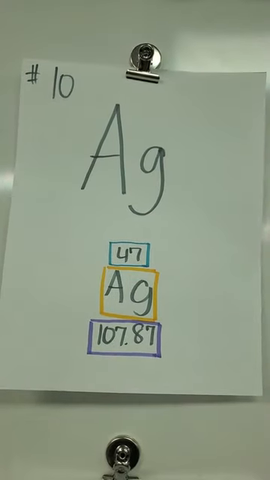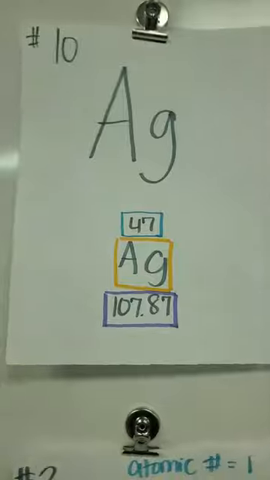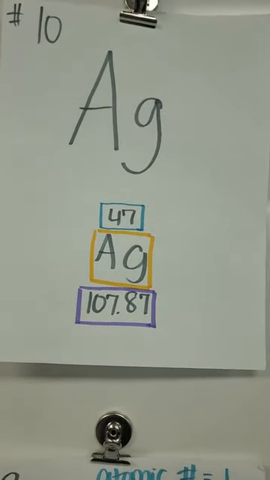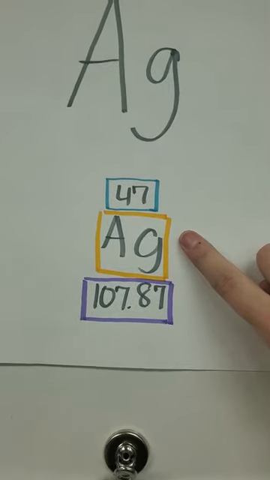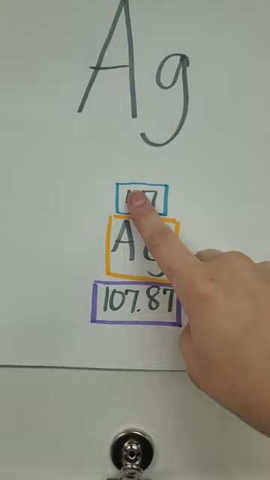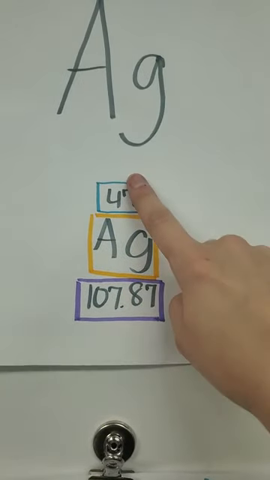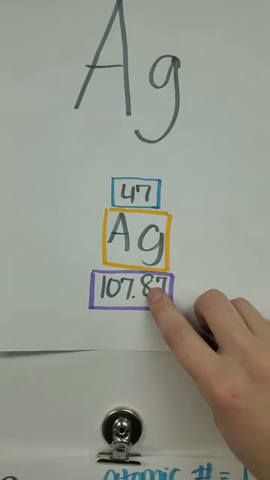Okay, so the first question we're going to start with is number 10. So we're looking at silver. So first thing you need to do is find silver on your periodic table. And it should look something like this. Okay, so we've got our chemical symbol in the center. We've got our number of protons up at the top. So that's our atomic number. And down here, we have our average atomic mass.